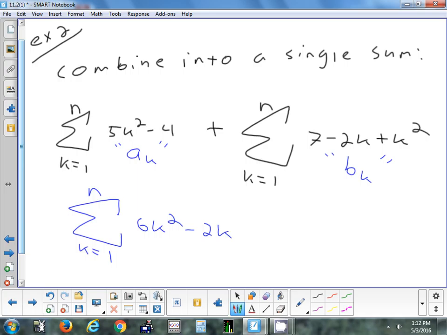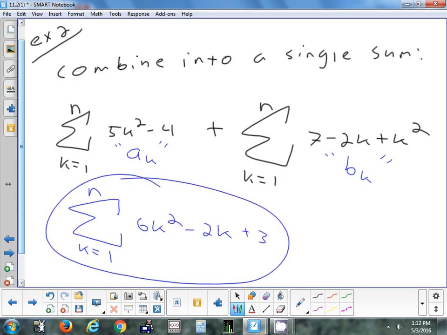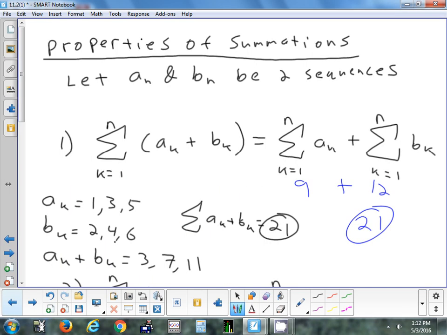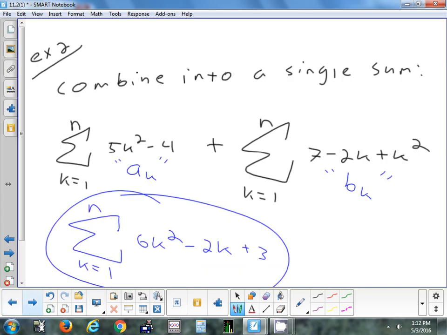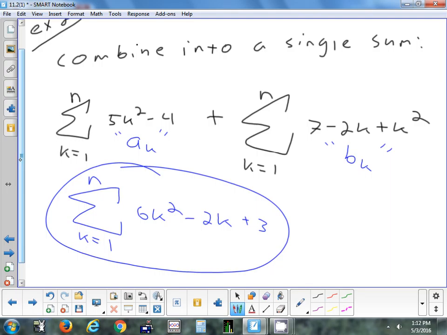2k. Negative 2k. And what about my constant? 3. That's it. We just combined 2 separate sums into a single sum. In that case, we used rule 1 kind of in reverse. We went from right to left. Questions on that?